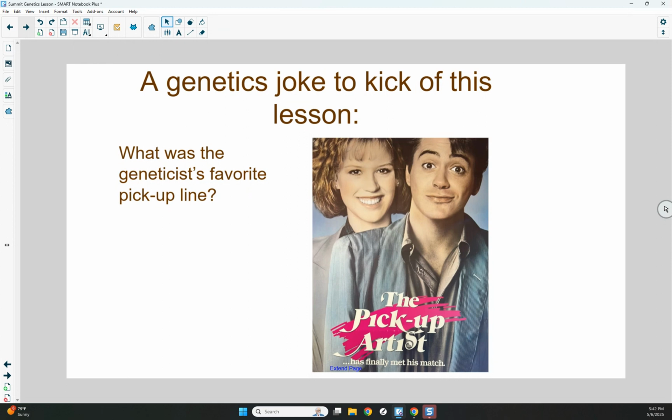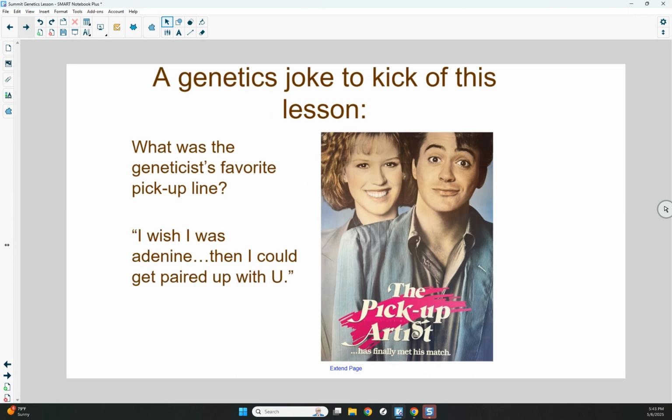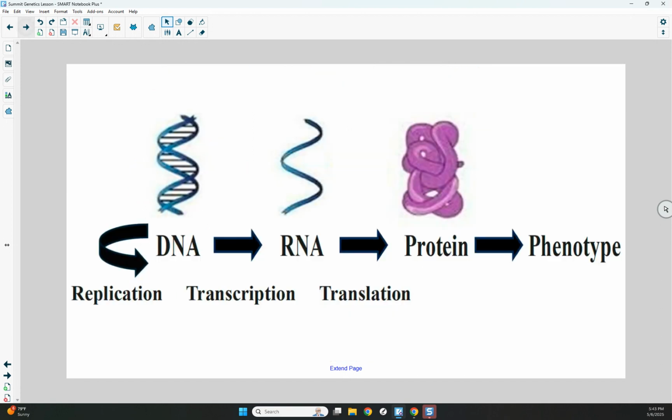All right, moving on here, let's kick off things with a genetics joke for you. What was the geneticist's favorite pickup line? I wish I was Adam and Eve, then I could get paired up with you. So if you don't understand that joke, it means one of two things. Either it's not very funny, and that's probably the most likely, or you need to review some of our DNA structure content from earlier in the year. You can check that video out on the calendar if you need to.